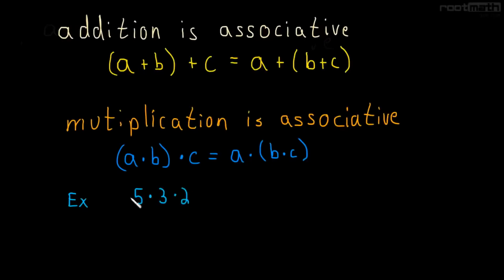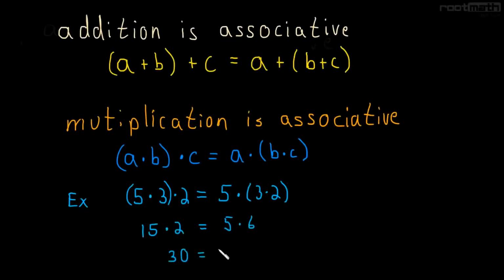Five times 3 as a group is equal to 5 times the group 3 times 2. So 5 times 3 is 15 times 2. And then on the other side we'll get 5 times 6. And 15 times 2 is 30. 5 times 6 is 30. So you can see that both sides are equal.